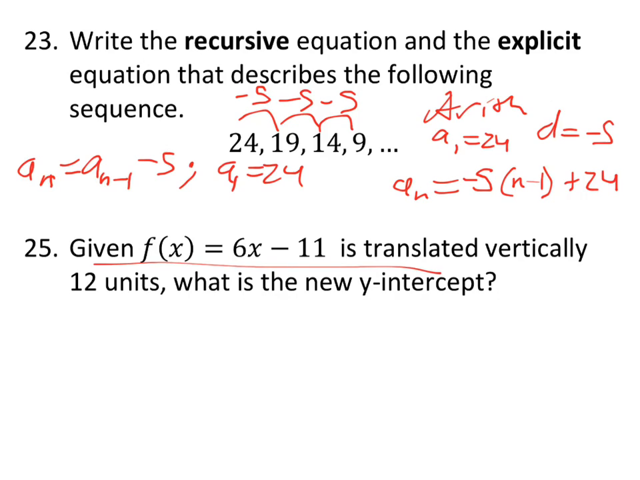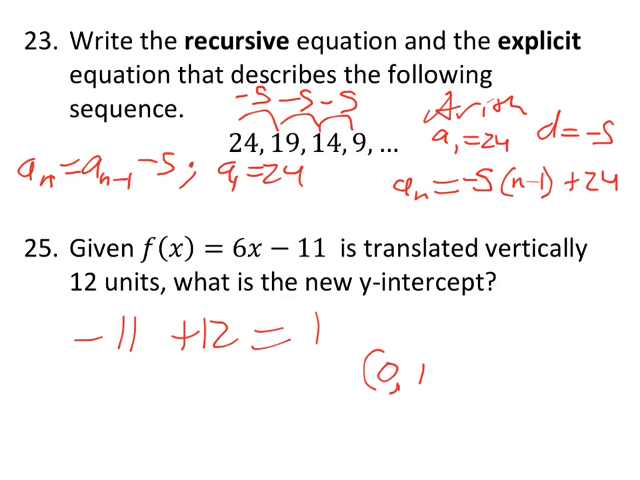Given this, translated vertically 12 units, what's the new y-intercept? Well, this is the equation of a line, which makes this the starting y-intercept. If you go up 12 units, you're looking at negative 11 plus 12, which is going to give you 1. So that's the point (0, 1), by the way.